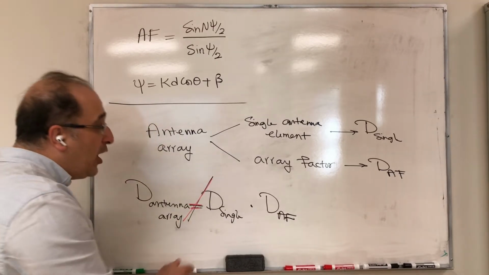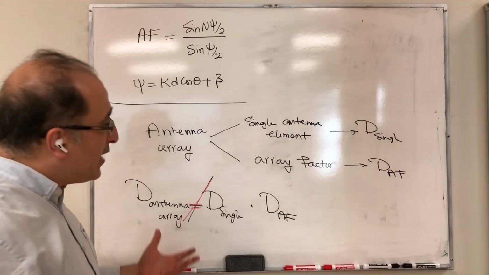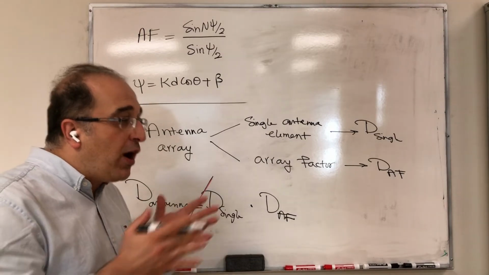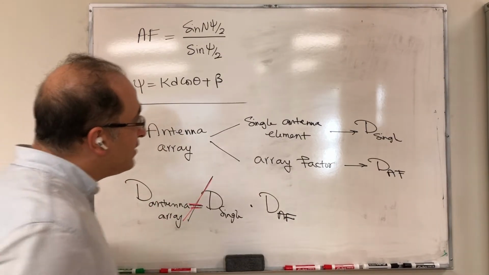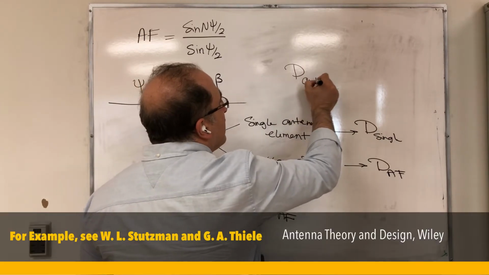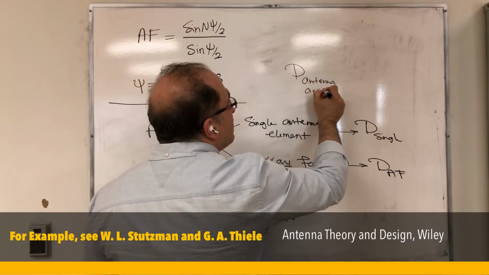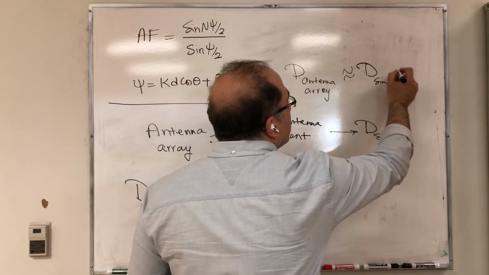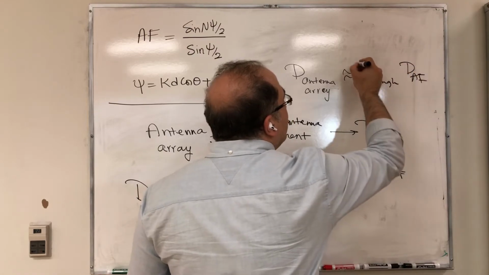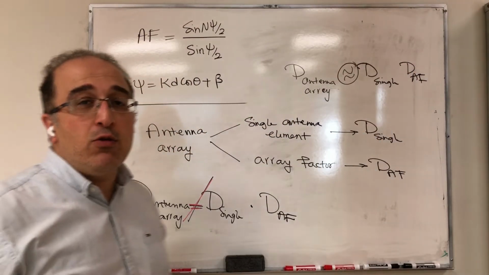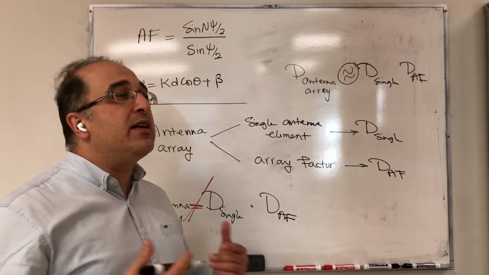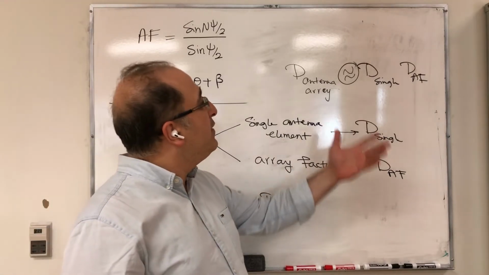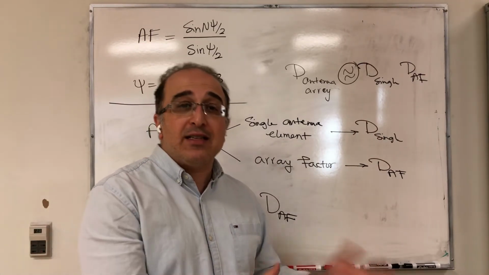Under certain conditions, for example, if your array is broadside and if your single antenna element has one main beam, you might approximate the directivity of the antenna array by the single antenna element times the array factor. And remember, this is not equal. So if you are dealing with a broadside array and your single antenna element has one main beam, then you may use this just as an approximation.